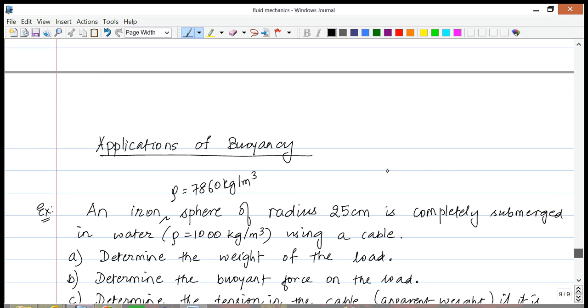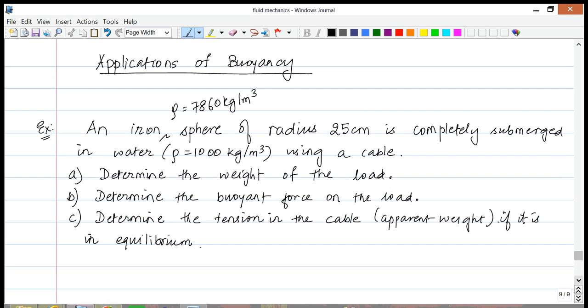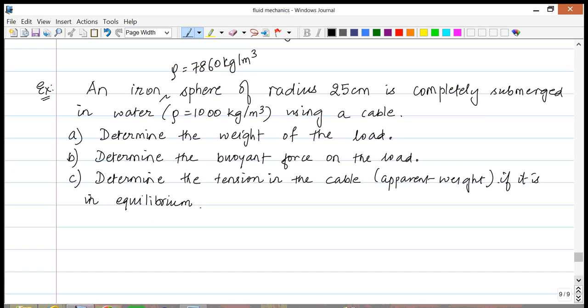Okay, so we are ready to apply concepts of buoyancy and other ideas to some problems. The first thing we'll do is look at this problem. You're given an iron sphere of density 7,860 kg per meter cubed, and the radius of the sphere is 25 centimeters. This thing is completely submerged in water, and you're using a cable to do that.